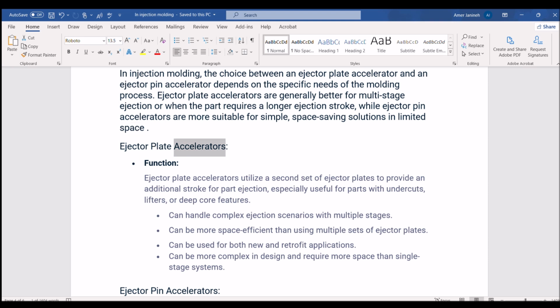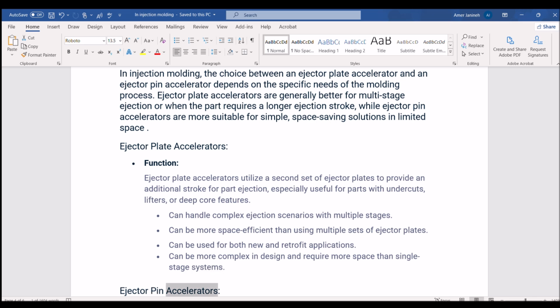Ejector plate accelerators. Function: they utilize a second set of ejector plates to provide an additional stroke for part ejection, especially useful for parts with undercuts, lifters, or deep core features. Can handle complex ejection scenarios with multiple stages. Can be more space efficient than using multiple sets of ejector plates. Can be used for both new and retrofit applications. Can be more complex in design and require more space than single-stage systems.